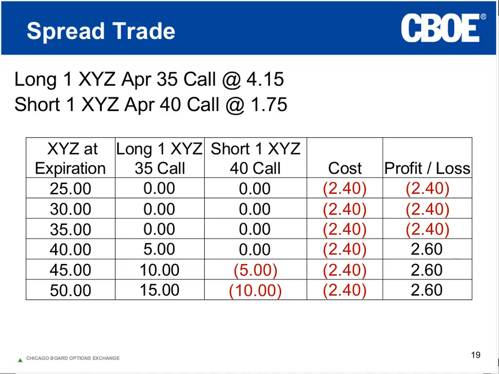Now, you don't have to have a stop order. You're not monitoring anything. You just put the position on with the intent to hold it to expiration. And in this case, our maximum potential loss is $2.40, and our maximum potential gain is $2.60.